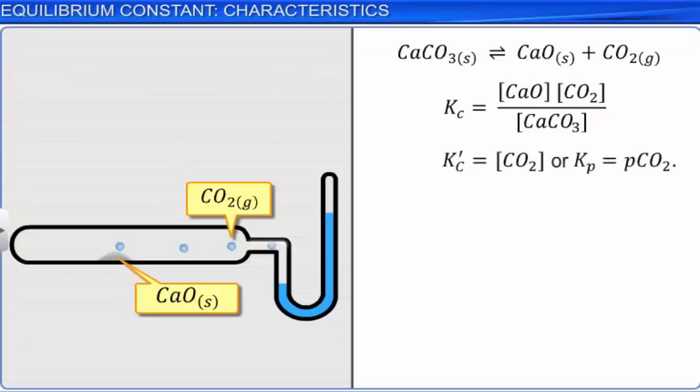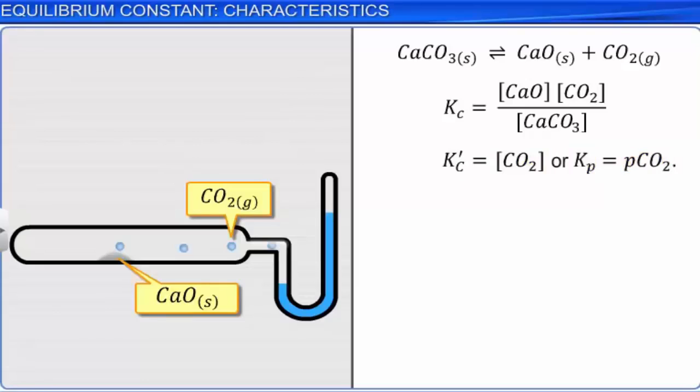Since calcium carbonate and calcium oxide are solids, their concentrations remain constant, and hence their concentration terms in the expression for equilibrium constant can be ignored. Now, the modified equilibrium constant for the system becomes Kc dash is equal to concentration of carbon dioxide, or Kp is equal to pressure of carbon dioxide.